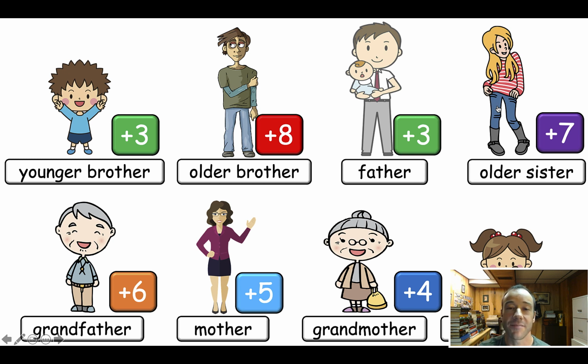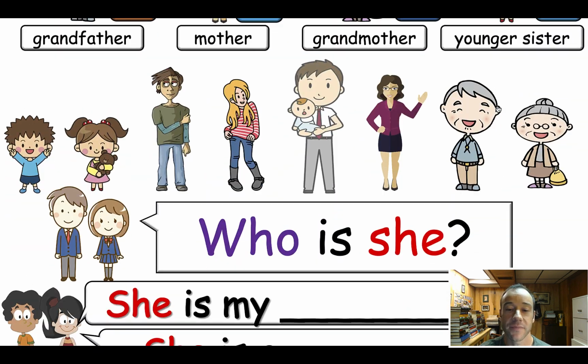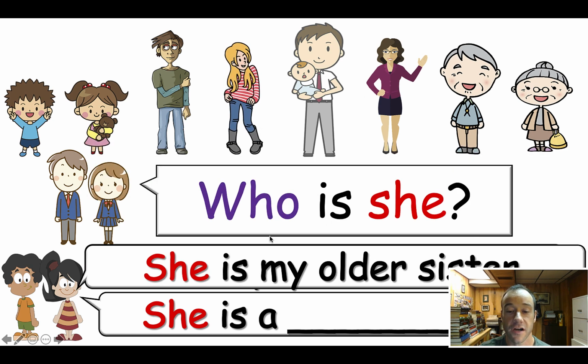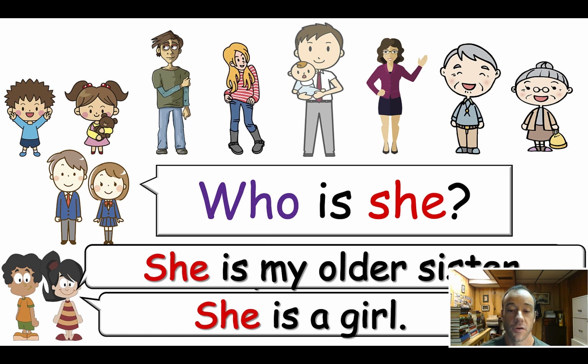So this is just to get them excited. They'll be very excited to see how many points they get. It's kind of a gamble, okay? And then this is a direct review of what was learned in the previous lesson. So they should see it like this. Who is she? And the student will say, she is my older sister. She is a girl. So in the last lesson, they learned who, they reviewed she, older sister, and girl.